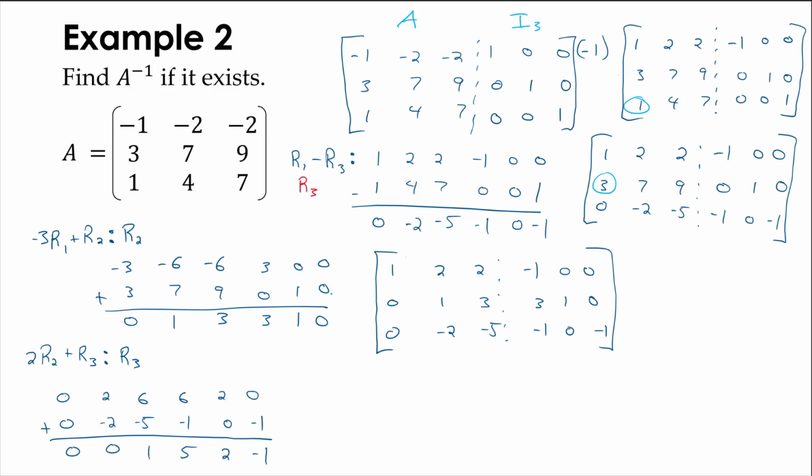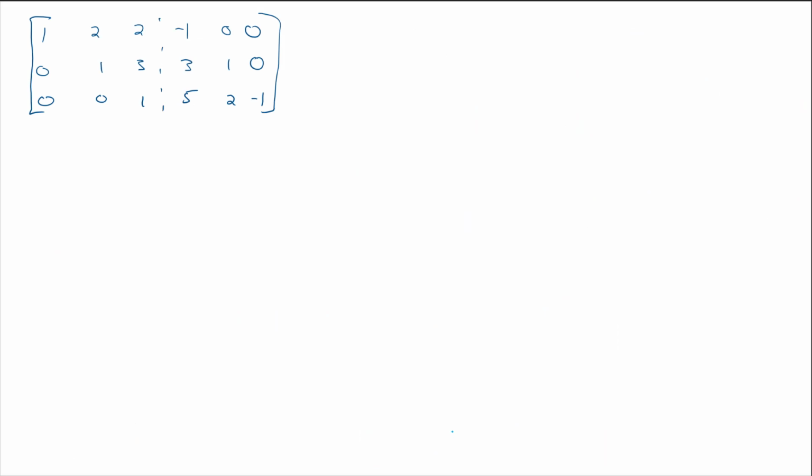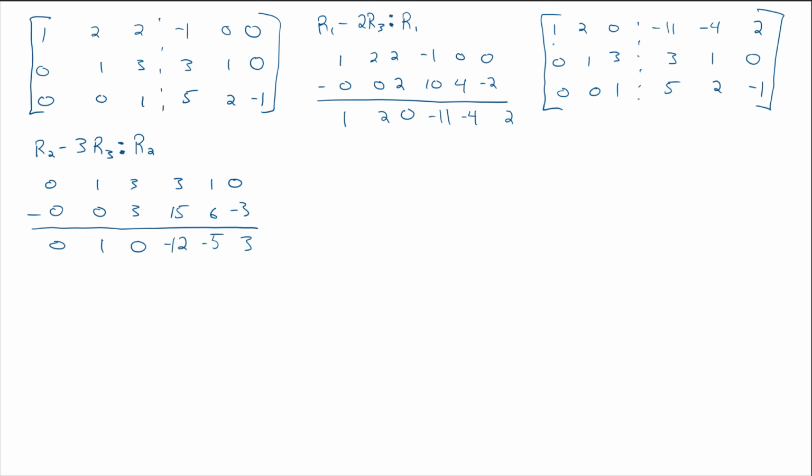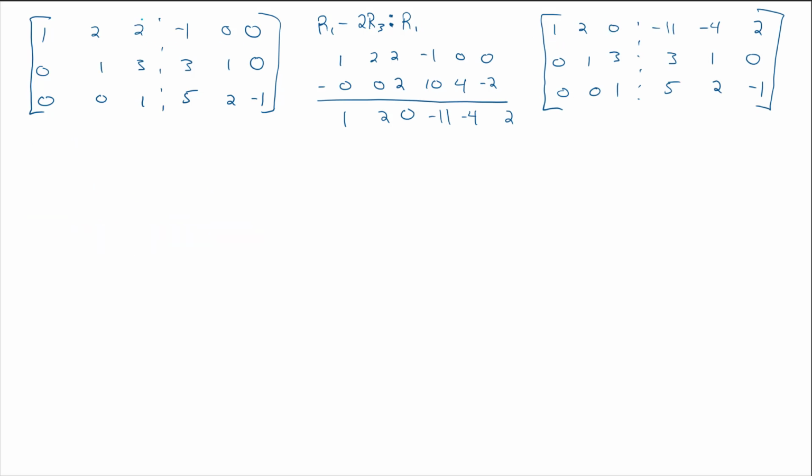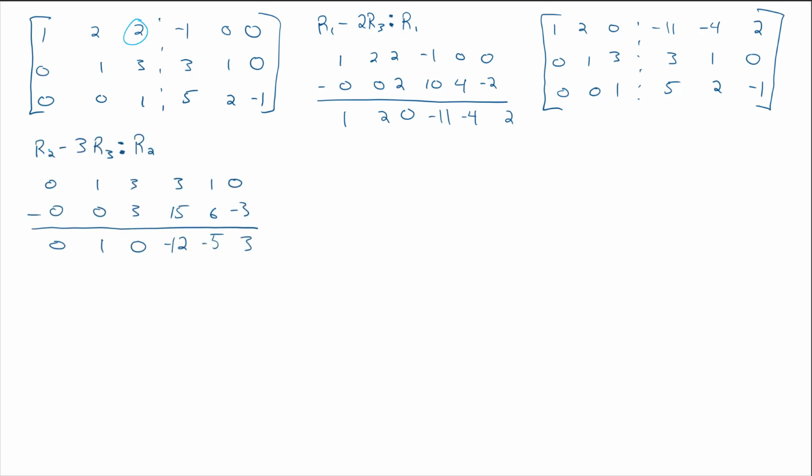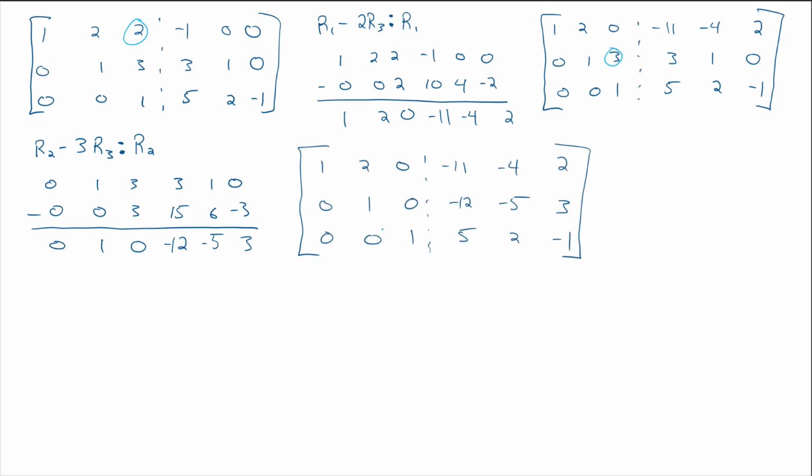And then I'll say 2 times row 1 plus row 3. That's going to be my next row 3. What does that take care of? That takes care of this 2 right here, this -2. Makes that a 0. Okay, so this is the matrix that I'm dealing with. And then I'll say row 1 minus 2 row 3. That is going to be the new row 1. And what that's going to do is get rid of my 2 here and make that a 0. And then I'll say row 2 minus 3 row 3. That's our new row 2. What's that going to do? That's going to get rid of our 3 right here and make that a 0.